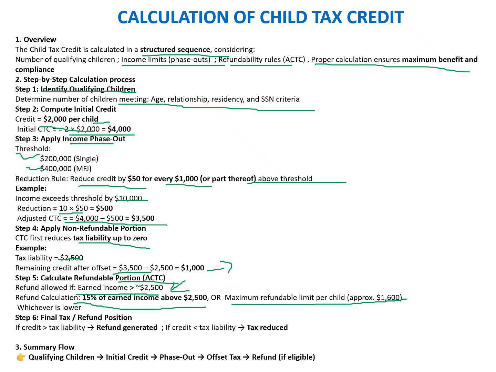So refundable is 1600 per child, and it is subject to the refund calculation not exceeding 15% of the income which is above 2500, and it has to be earned income and not passive income. So the final tax liability and refund position is that if credit is greater than the tax liability, a refund is generated. If credit is less than the tax liability, tax is reduced. Summary: qualified children, initial credit, phase out, offset tax, and then the refund if eligible.